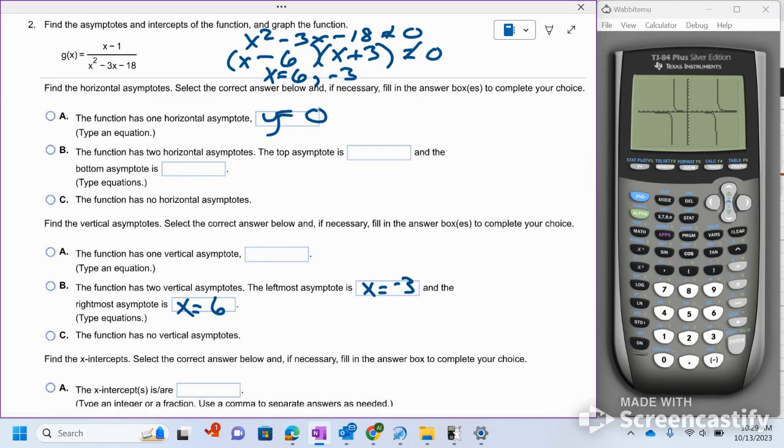X-intercepts. Where is it going to cross the x-axis? To find an x-intercept, you set the numerator equal to 0. If the numerator equals 0, what is x going to equal? 1. So the x-intercept is at 1.